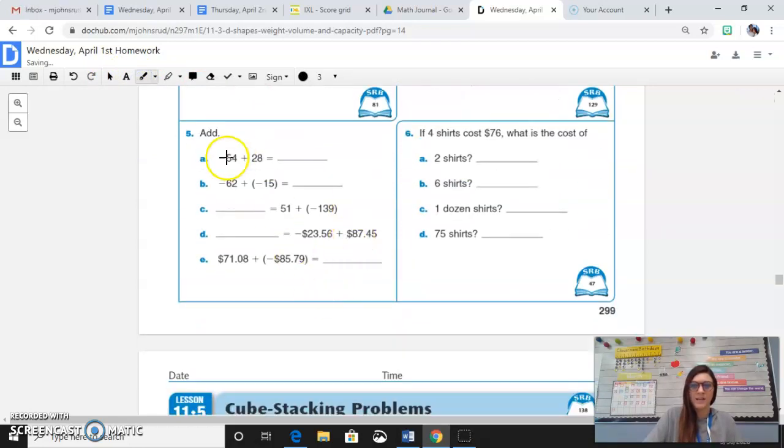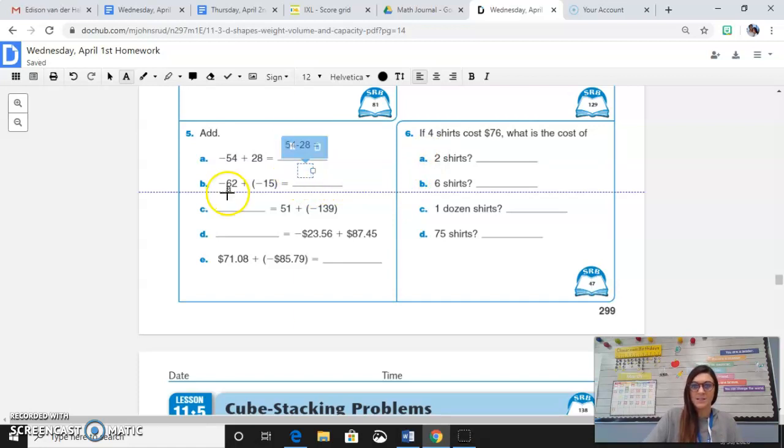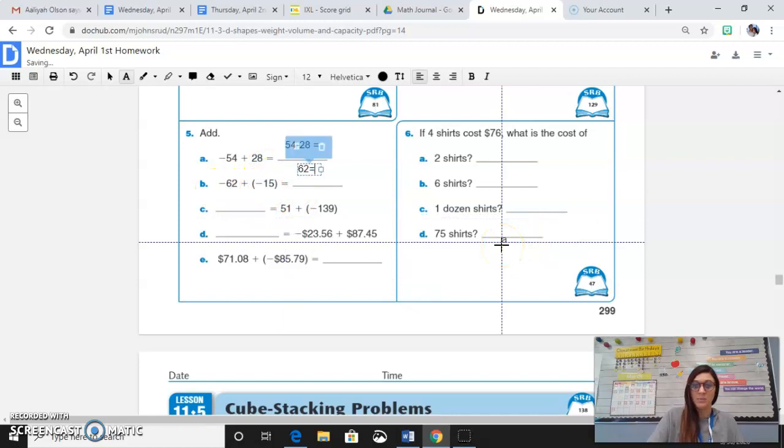We're going to go down to 5. You're going to add these up. So if you have negative 54 and a positive 28, you're going to have to figure out how many more negatives you have. And in order to do that, for this one, you are going to take 54 minus 28. And that will give you your answer, but you still need to figure out the answer. Then for this one, negative 62 plus negative 15. So you need to figure out how many total negatives you have. So for this one, you're going to do 62 plus 15, and then your answer is going to be negative something. You need to figure out how many negatives you have there.